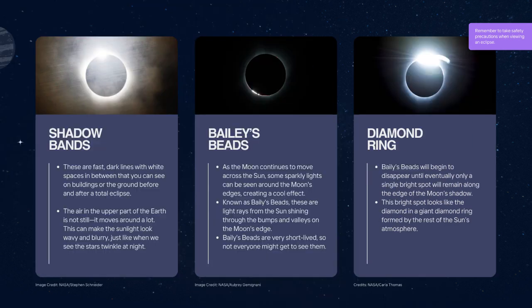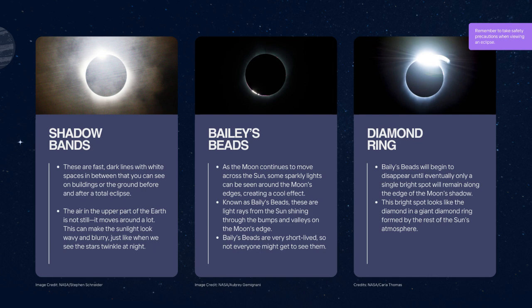Shadow bands. These are fast, dark lines with white spaces in between that you can see on buildings or the ground before and after a total eclipse. The air in the upper part of the Earth is not still, it moves around a lot. This can make the sunlight look wavy and blurry, just like when we see the stars twinkle at night.